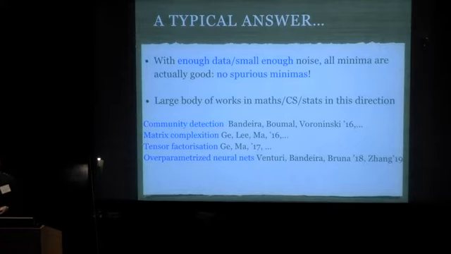That's a situation that has been investigated by many people. There is a large body of work in mathematics, computer science, and statistics in this direction. I'm giving an example here in community detection. You can show that if you have large enough SNR, then all minima are good. There are many of them, but they are all good. Or maybe not all good, but none of them are really bad. You can see this in the matrix completion problem, in tensor factorization, and there are some works showing that this is also the case in overparameterized neural nets. It's probably why you want them overparameterized, to avoid these spurious minima.